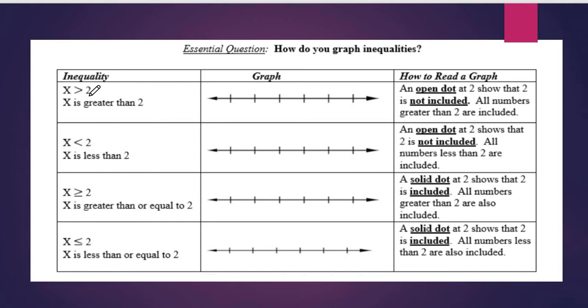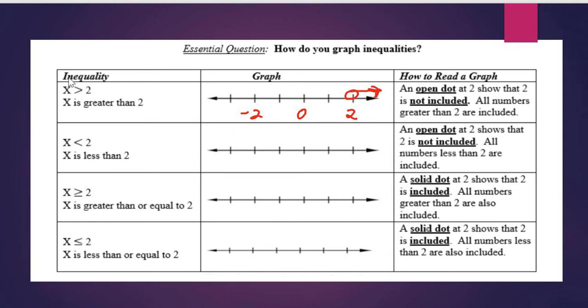If you have x is greater than 2, you're going to read x is greater than 2. Underneath this, you will see an open circle at 2, because 2 is not included. If I put 0, a -2 here and a 2 here, this is an open circle because 2 is not included in the solutions. All these numbers to the right of 2 would make this true.